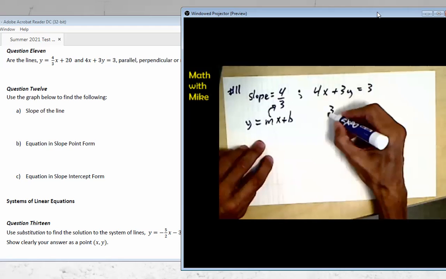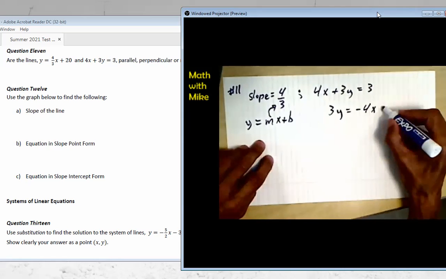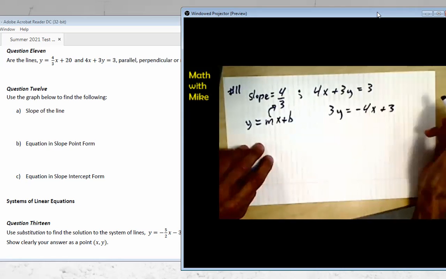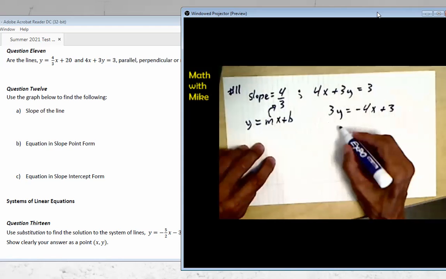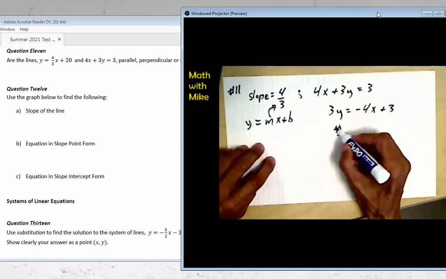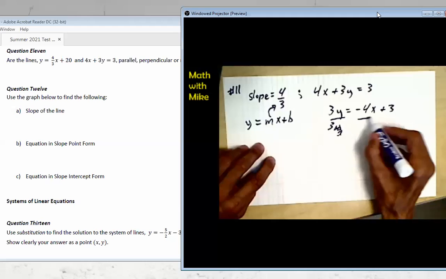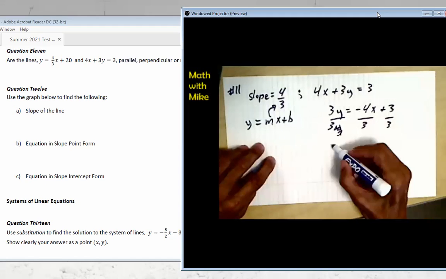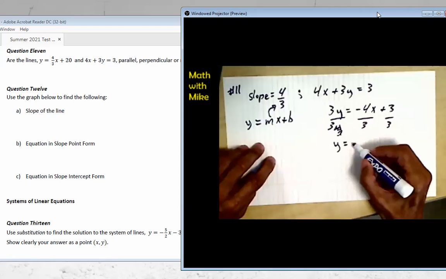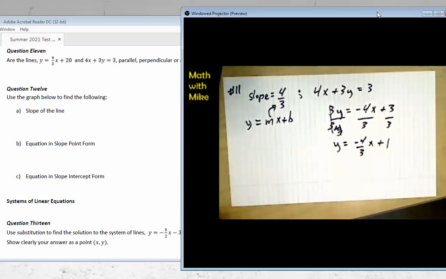So the 4x is going to go over, which means it switches sign, minus 4x. Then I'm going to divide everything by 3, everything. Show it first, then you do it. Divide that by 3, that by 3, and that by 3. So you get y, they cancel out. That's why we do it. Minus 4/3x plus 1.